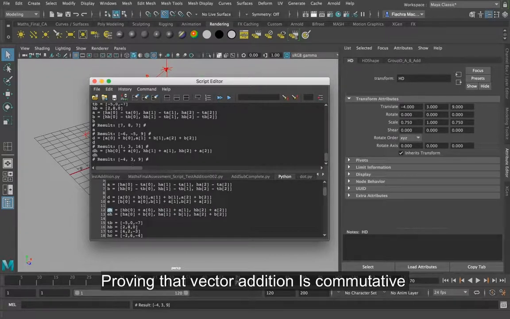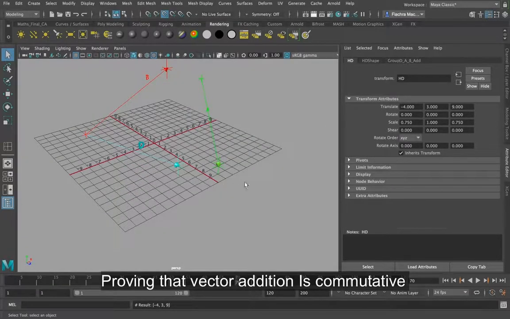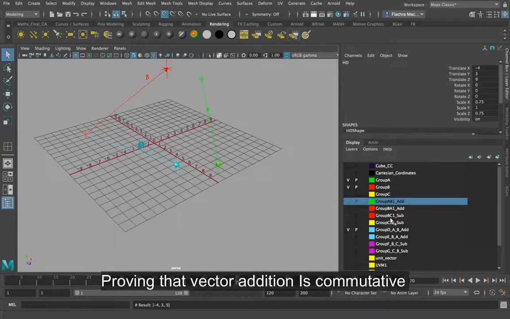And there we have -4, 3, and 9. So next we can take a look at, for instance, adding B to A. If we walk along A and then add B, that will give us this point here.